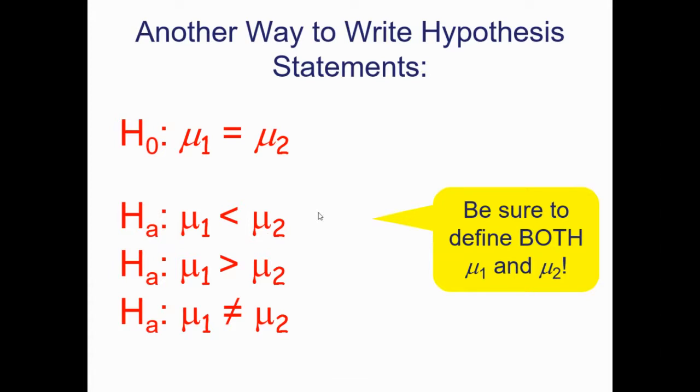Now, when we do this, make sure you define mu1 and mu2. If we're talking about gas mileage, and population 1 is of Hondas, population 2 is of Toyotas, make sure you say mu1, the mean gas mileage of Hondas; mu2, the mean gas mileage of Toyotas. Tell me what they are. And if you tell me what they are, that means you know what they are. There won't be that confusion.